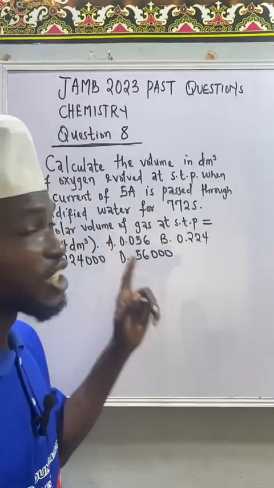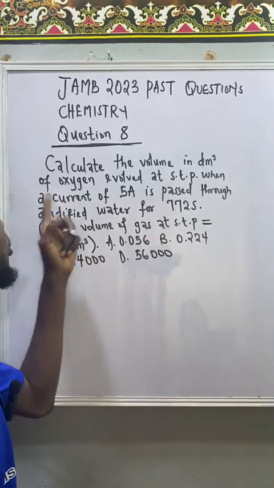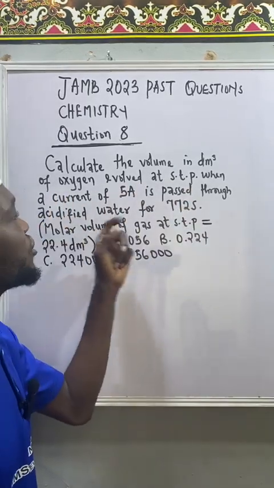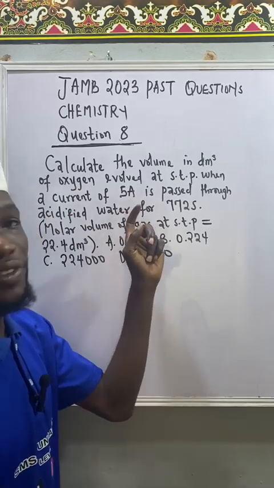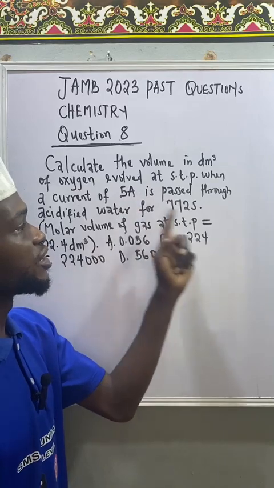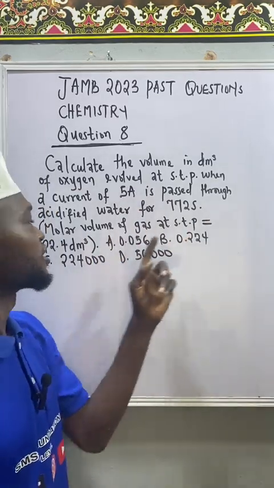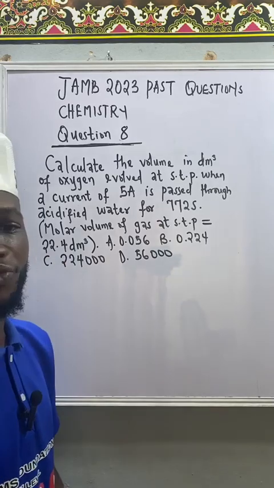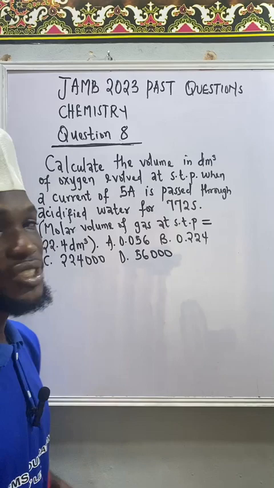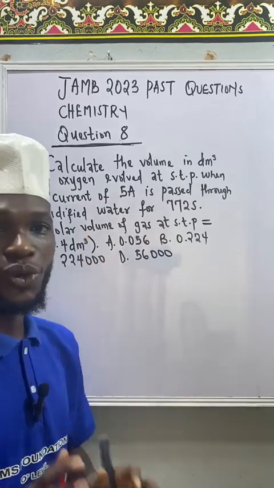Question 8, JAM Chemistry. Calculate the volume in dm³ of oxygen evolved at STP when a current of 5 ampere is passed through acidified water for 772 seconds. Molar volume of gas at STP equals 22.4 dm³. Good. This is a good question on electrolysis of acidified water.